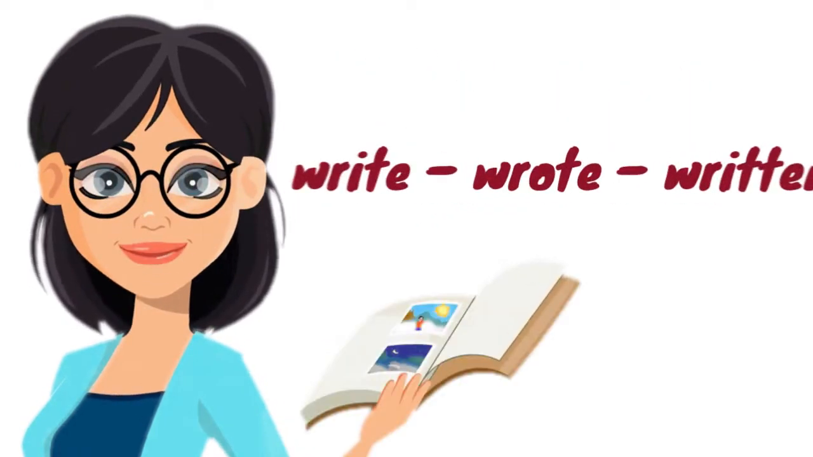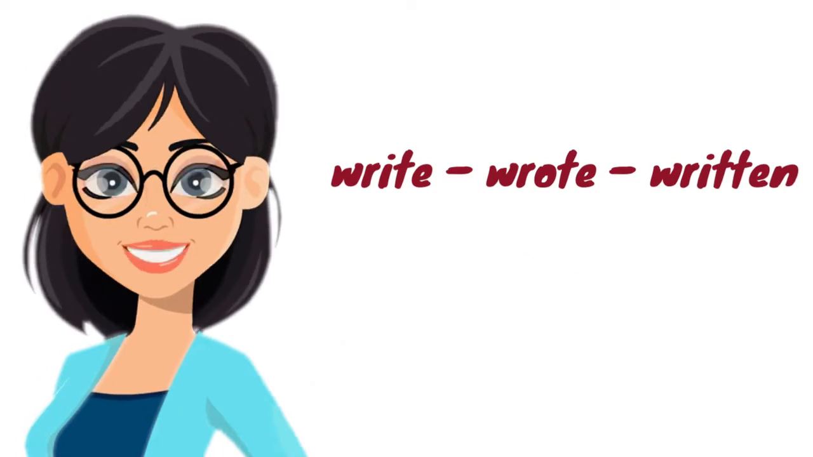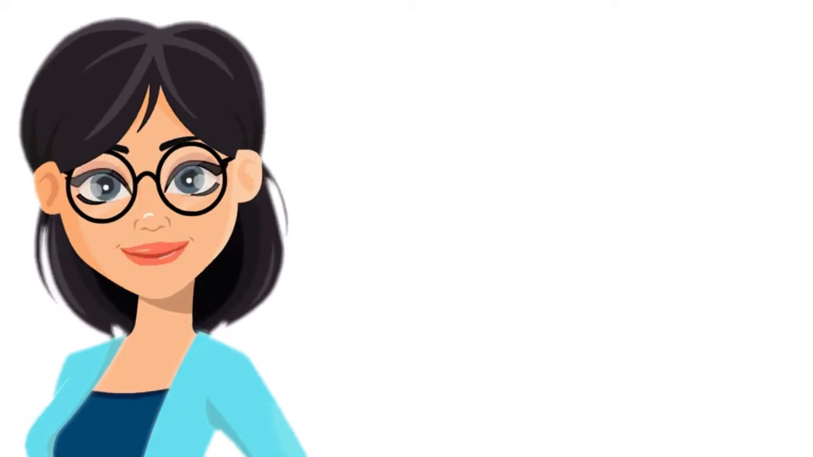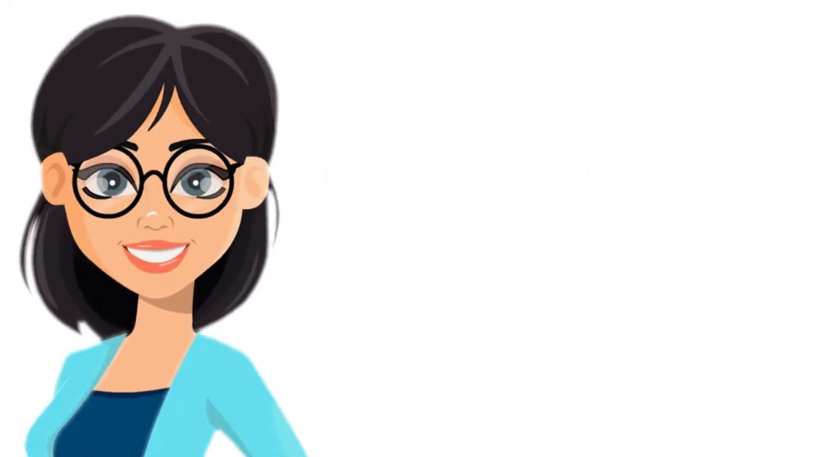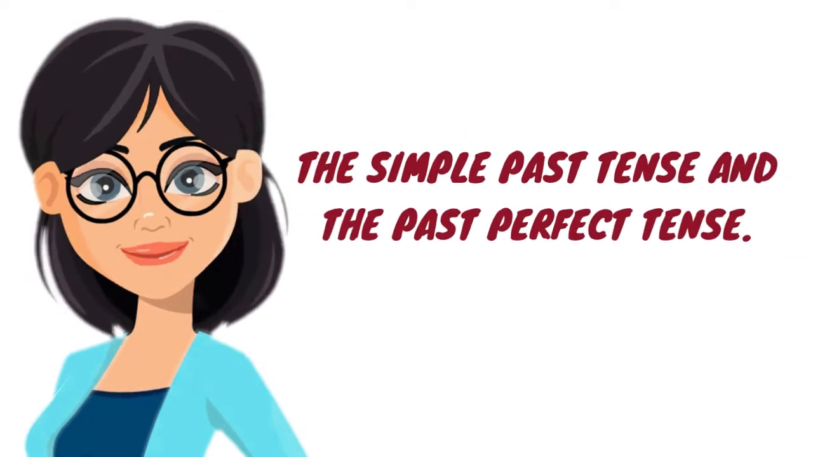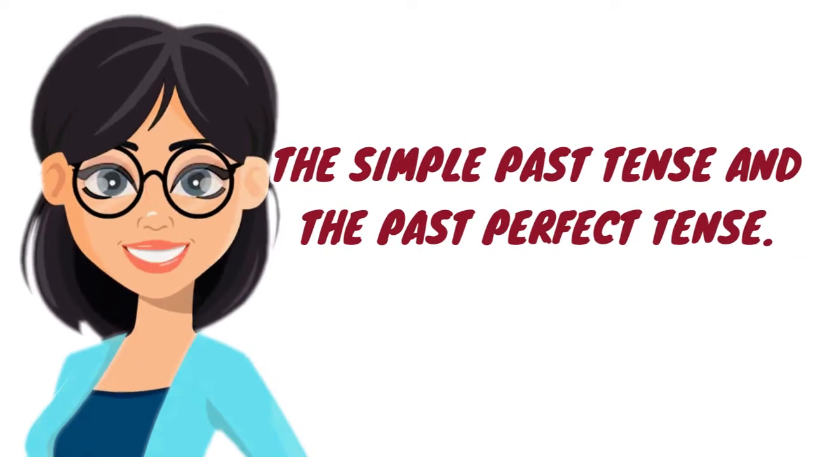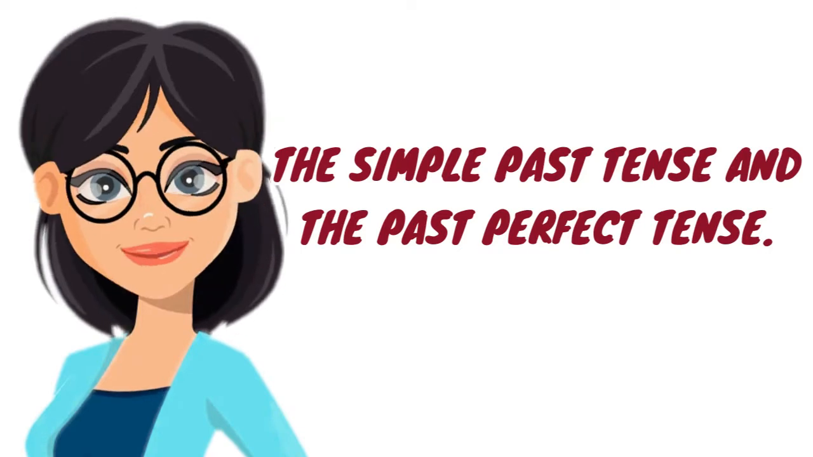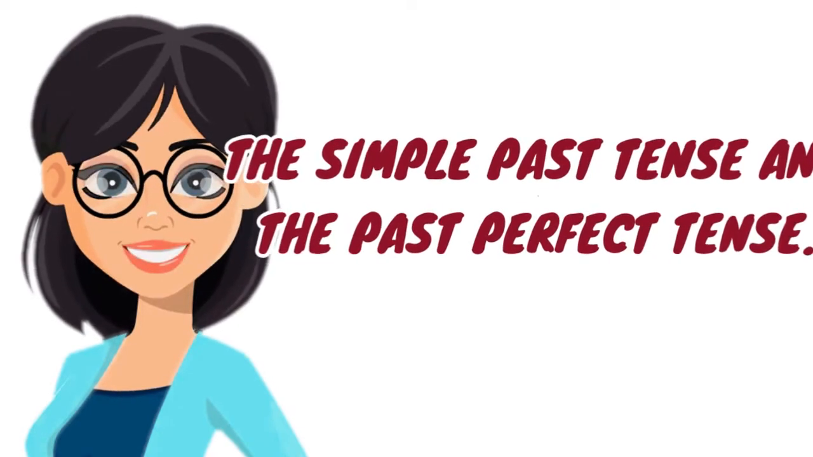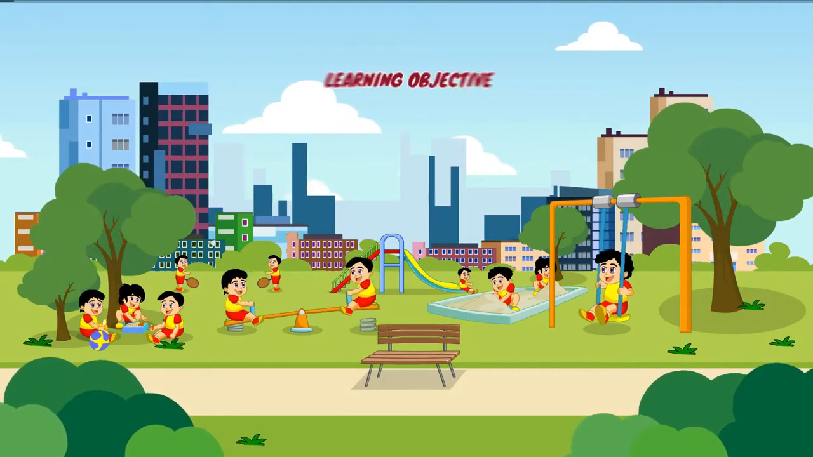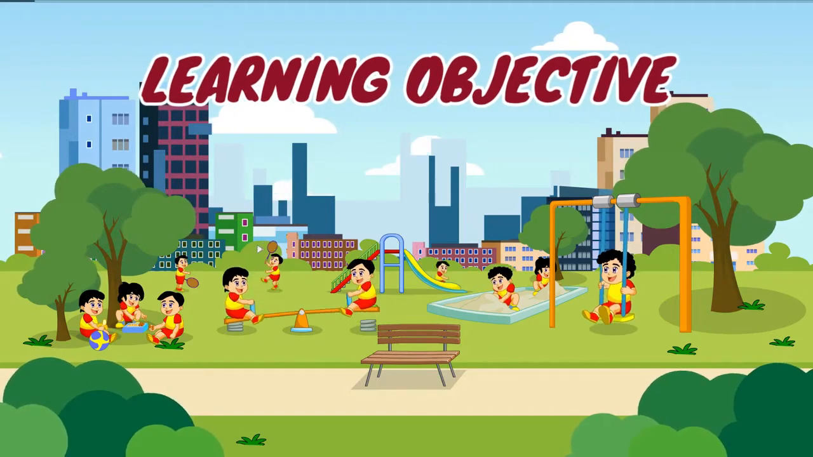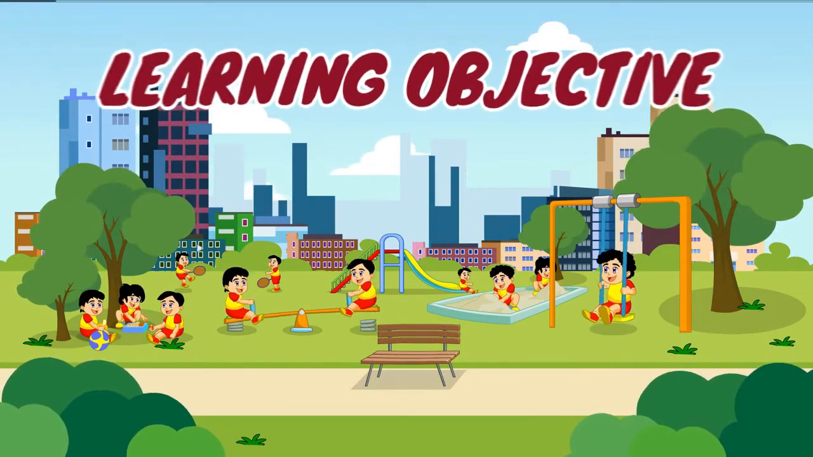Example, write, wrote, written. You have to be familiar with the past form and past participle of verbs for you to do well in today's lesson. The simple past tense and the past perfect tense. But before we go on, let us have our learning objective.